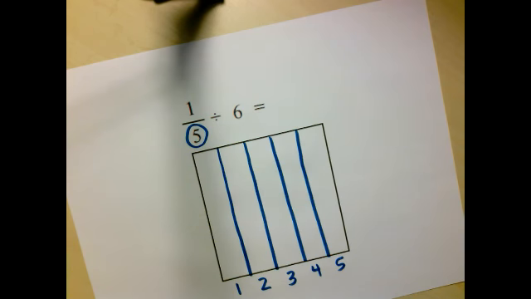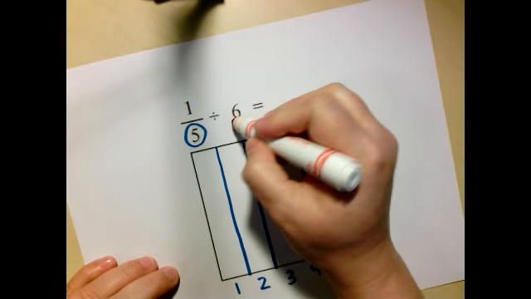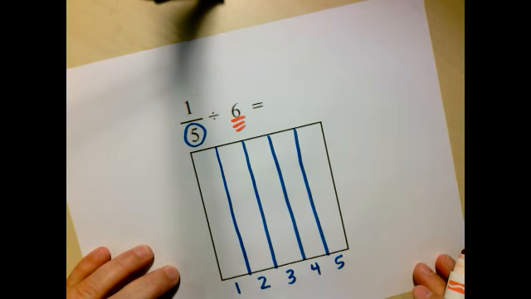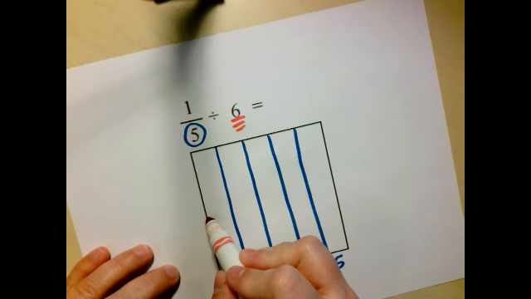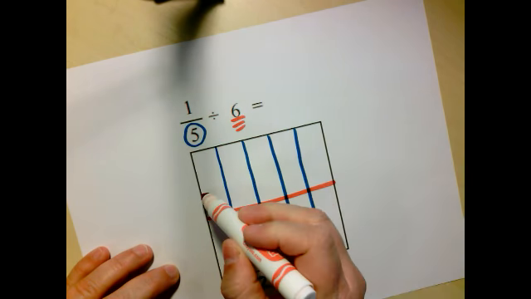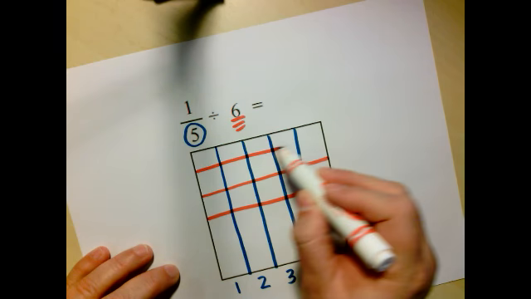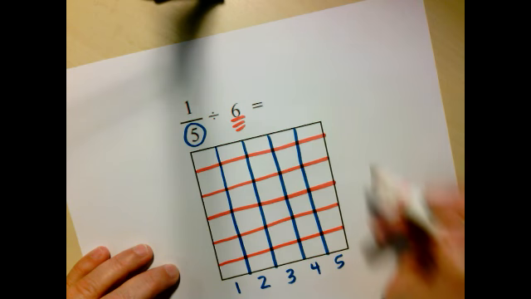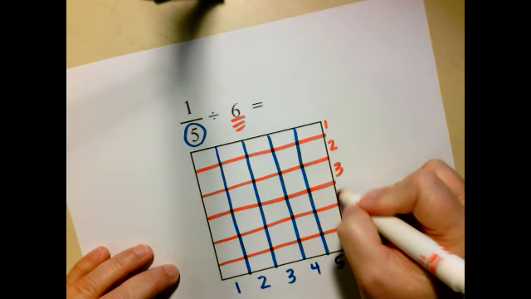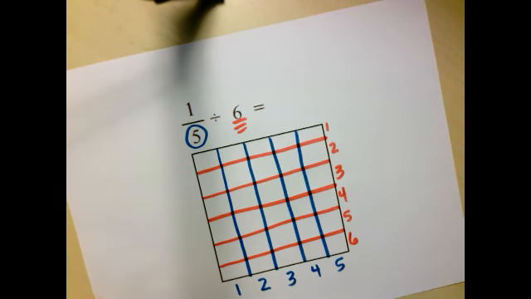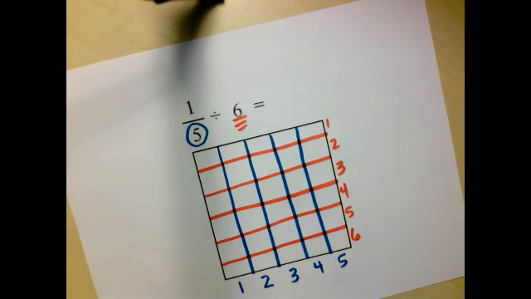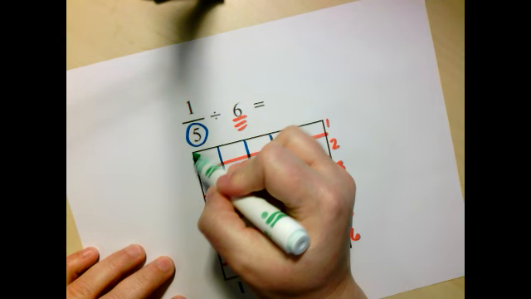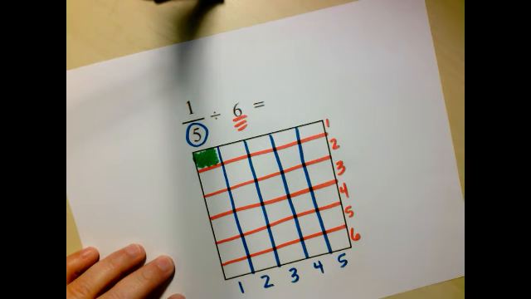And now I am going to divide each of those fifths into 6 pieces. Well, let's see here. So I need to divide it this way. All right, so I have 1, 2, 3, 4, 5, 6 pieces, but I need to know what one little section represents. So what does this one little piece represent?